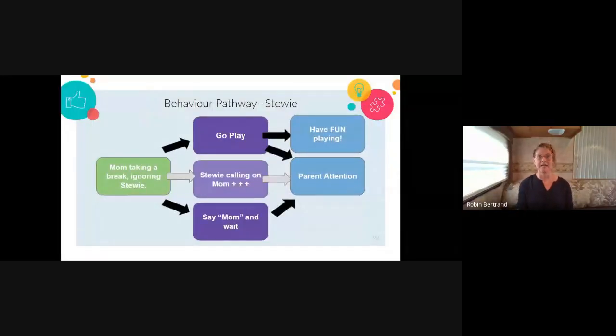Here's another example from Module 3, conceptualized in that same behavior pathway we used with Bart. So Stewie's behavior, we hypothesized, or we guessed, to be a different function. So do you remember when Stewie was nagging at his mom for attention?